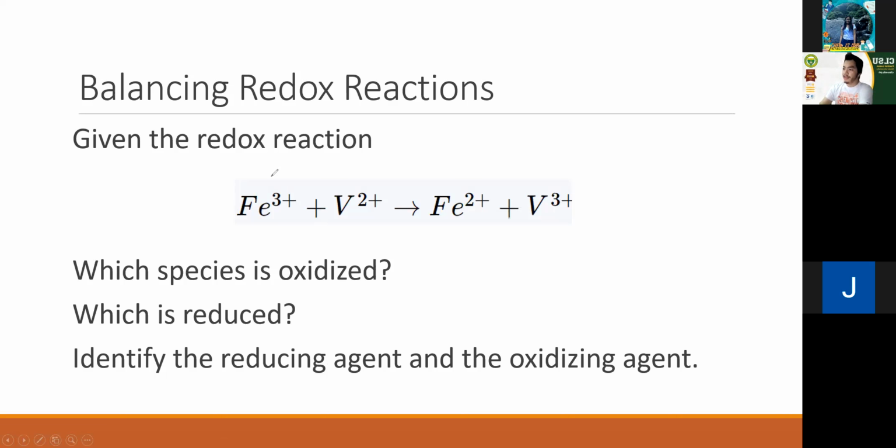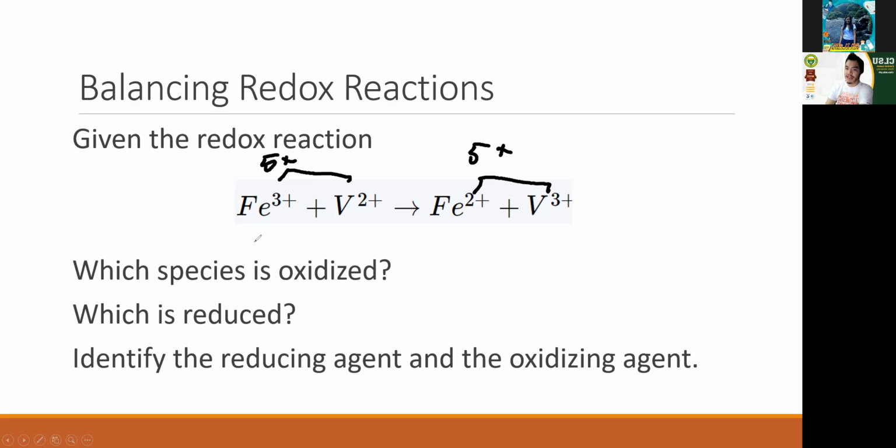Ayan. So kung makikita nyo, yung total charge dito sa right side is 3 plus 2, sa left side, 3 plus 2 is positive 5. So dito, 3 plus 2, positive 5. So dito mo malalaman kung tama ba yung balance mo. Kasi minsan makikita mo balance yung elements. Ang tendency kasi pag balance ng elements, hindi natin titingnan yung charge. Sa redox, hindi lang dapat balance yung elements. Dapat balance din yung charges. Ayun. So kapag balance yung elements mo, pero hindi balance yung charges, may mali kang ginawa.